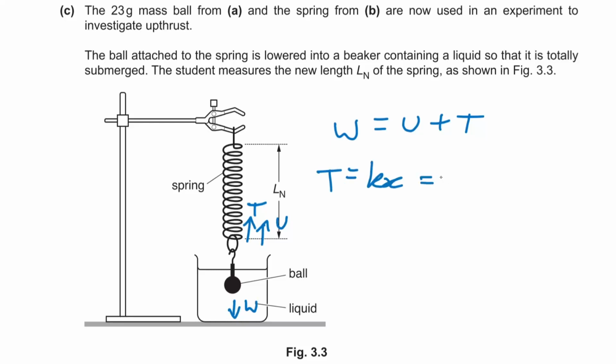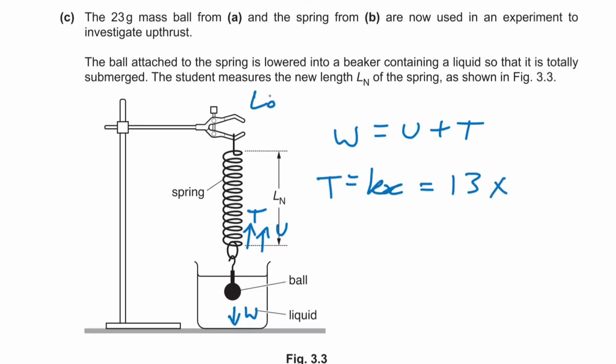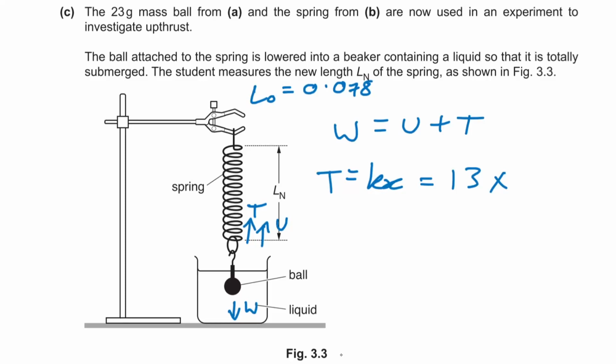And so that was 13, wasn't it? Times by, what's the extension now? The original length of the spring was 0.078. So that means that our extension, delta L, x, whatever you want to call it, is going to be just, well, 0.01 meters. Cool.